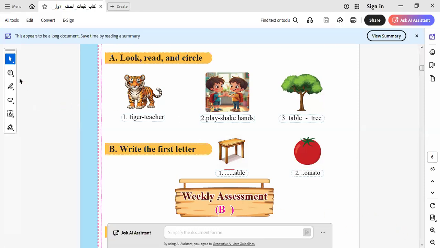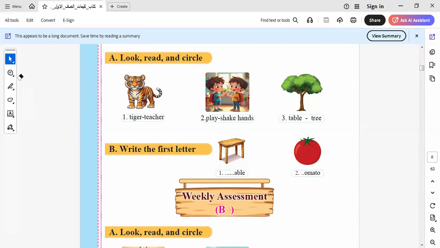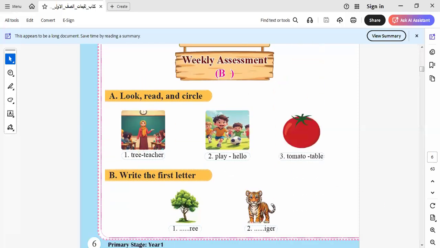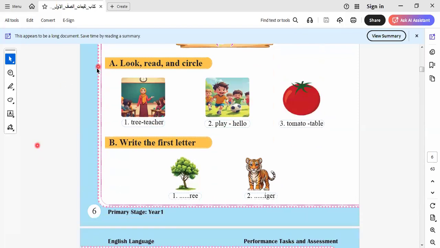Let's continue the rest of the exercise. Here we say, what is this? What does this picture refer to? Teacher. What is he saying? Play. What is this? Tomato. Here is a letter. I write here letter T. Here is T for tree and here is tiger. Let's go to another item here.